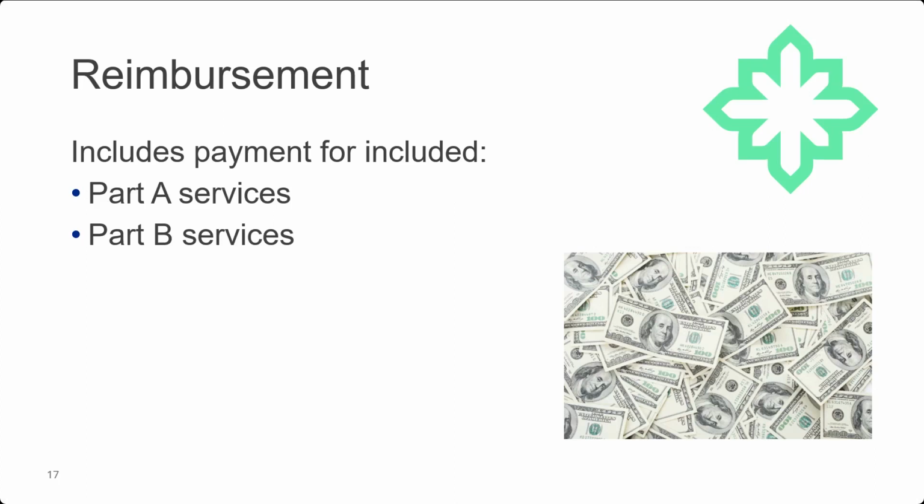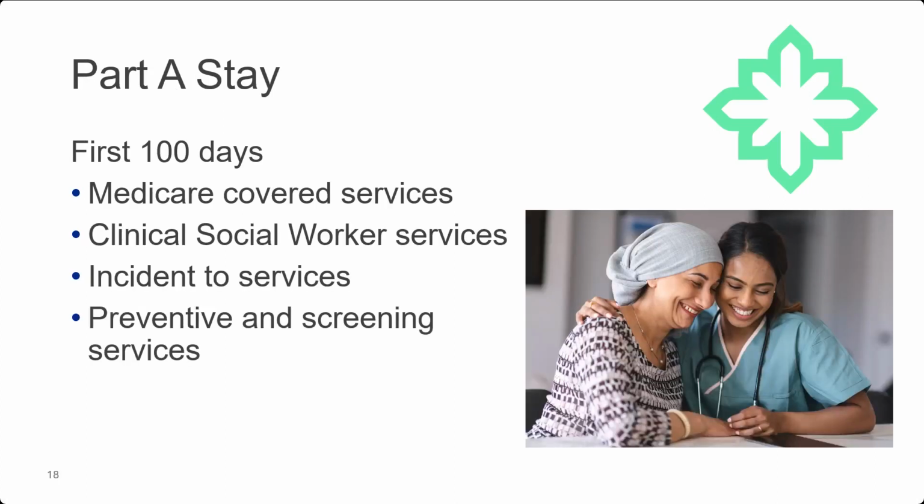Part B services can be included, and it just depends on the type of Part B service. We talked a little bit about that. So reimbursement is broken by Part A and Part B. The first thing you need to know with Part A, again, we're looking at Medicare covered services.